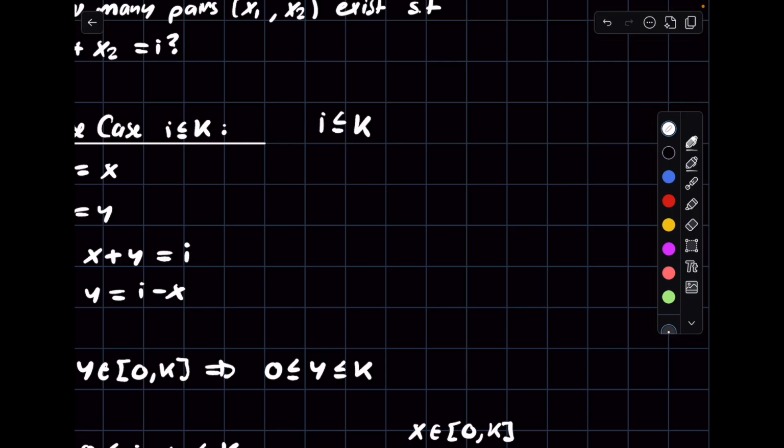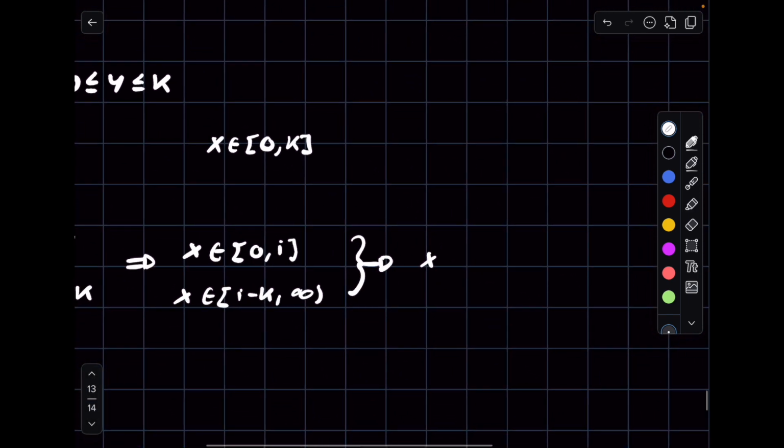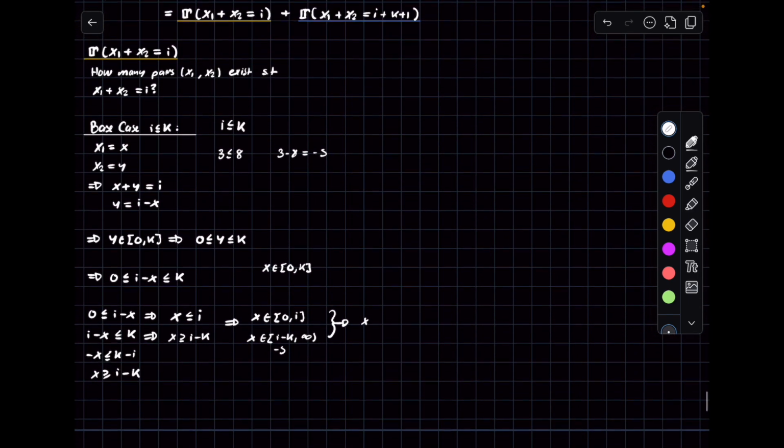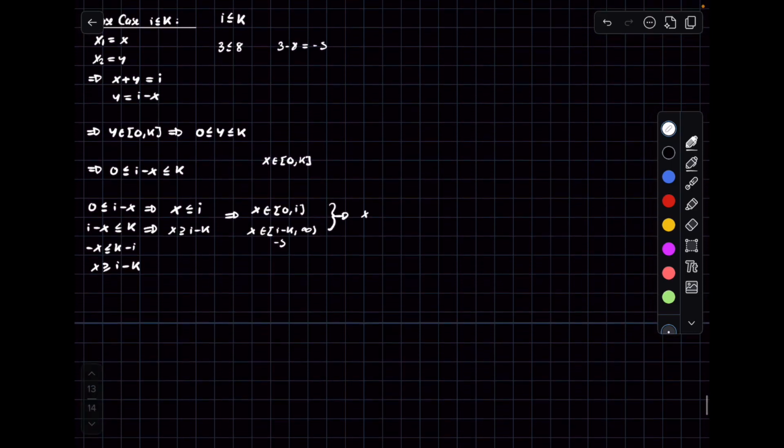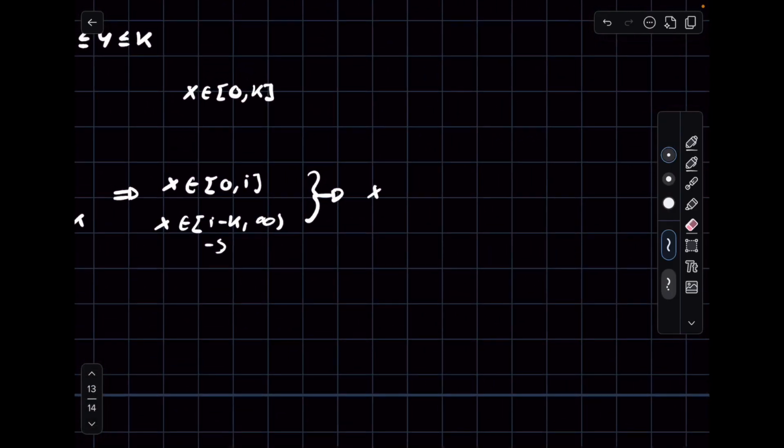Imagine we have any I, it can be 0, it could be, I don't know, 3 is lower than 8. So 3 minus 8 is going to be minus 5. So in this case, this will be minus 5, right? And we don't want that. So simply put, we can ignore this case because it will not be within the probability case, since it's a negative number. So this one we can cancel out.